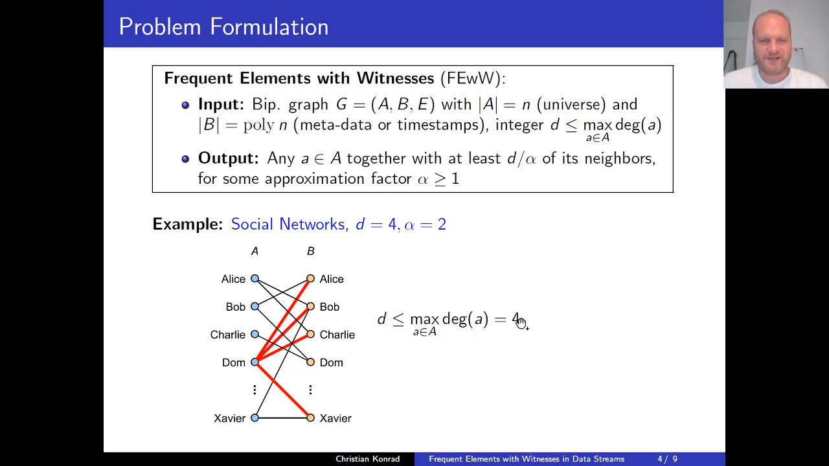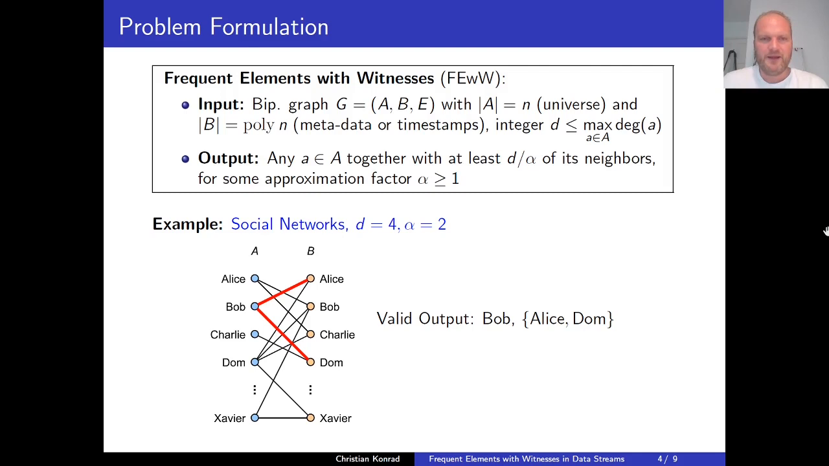So we can indeed ask this question for any d that's at most 4. And if we ask this question for d equals 4 and alpha equals 2, this would mean we have to produce an A node that has at least 2, so 4 divided by 2, neighbors. So for example, a valid output would be Dom together with the neighbors Alice and Charlie. But there are other solutions as well, so we might report Bob also, with witnesses Alice and Dom.